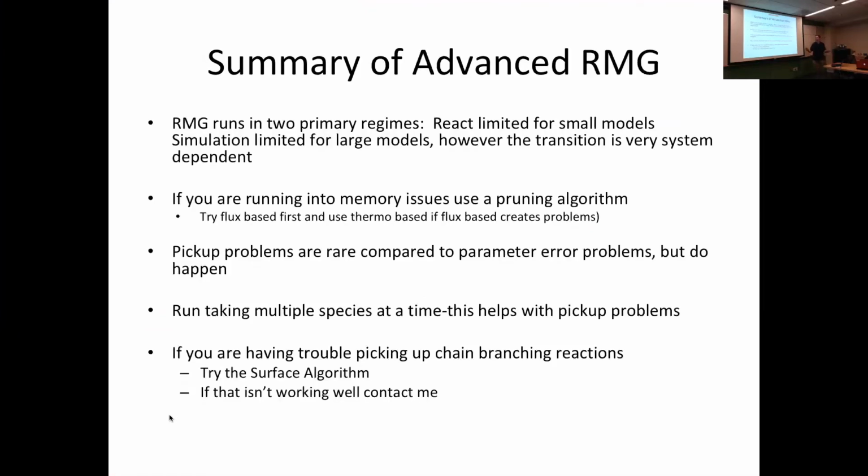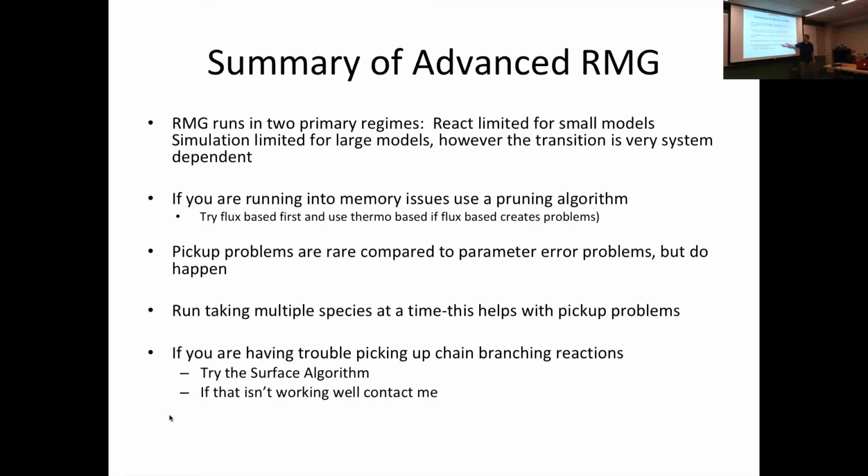So, in summary, for this whole lecture: RMG runs in two primary regimes: reaction limited for small models or large molecules, and simulation limited for large models, small molecules. The transition is incredibly system dependent. For some systems it would be entirely impractical to ever reach the simulation limit, and some are almost instantly in the simulation limit. If you're running into memory issues, use a pruning algorithm. Try Flux first, and then if Flux isn't working for you for some reason, you can use the thermo-based one.